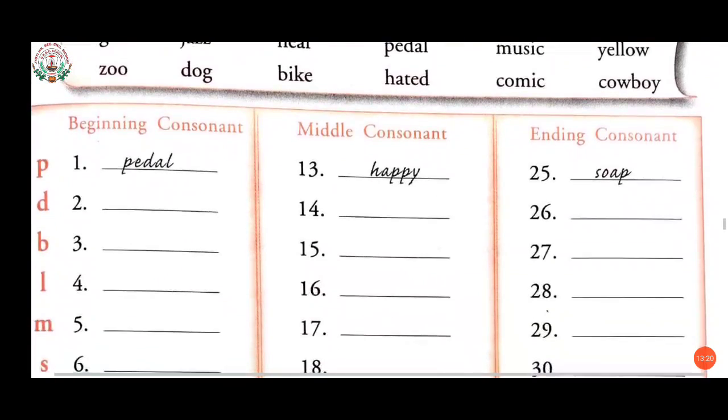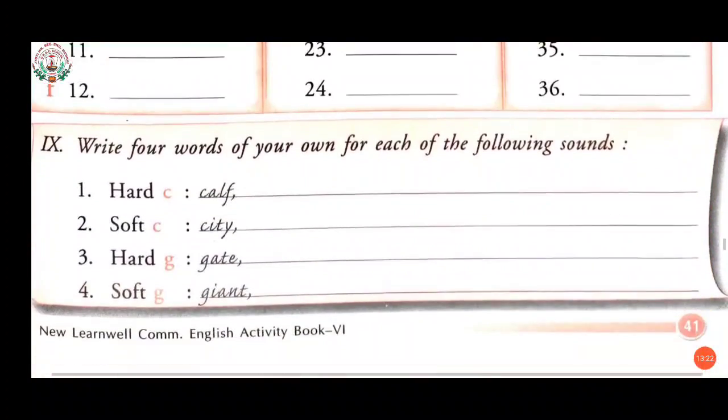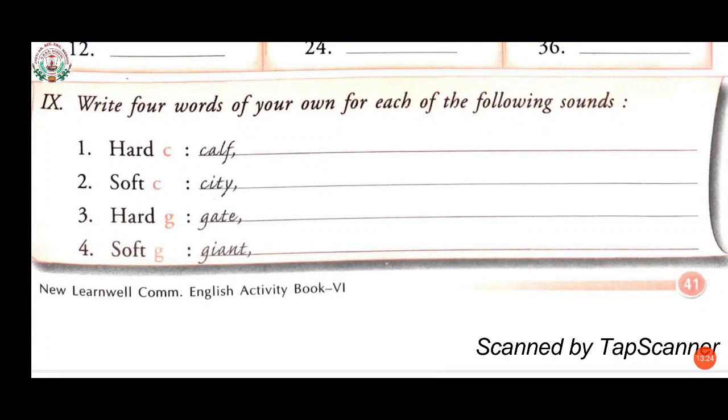So likewise, just try to do it by yourself. And then we have this 9th one, that is write 4 words of your own for each of the following sounds. So like for hard C, we can write calf, cub, cow, like this. Just write by your own. Like soft C sound we have learned in previous page, that is page number 40. We have hard G sound and soft G sound.